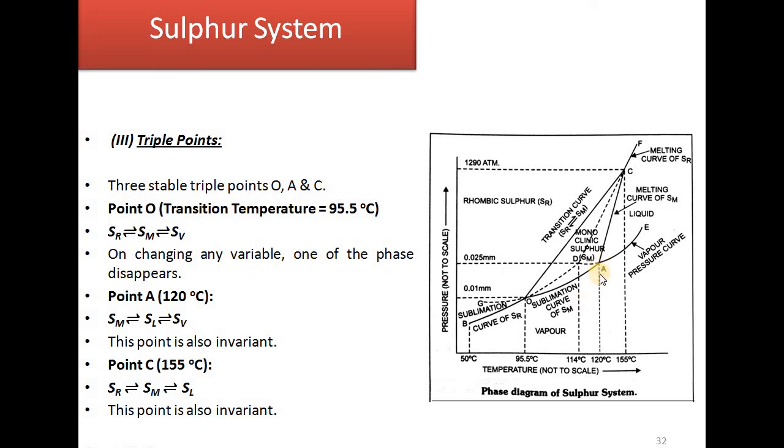Point A corresponds to the temperature 120 degrees Celsius. At this point, three phases in equilibrium are monoclinic sulfur, liquid sulfur and vapor sulfur. So we can write it as Sm in equilibrium with Sl in equilibrium with Sv. Point C corresponds to the temperature 155 degrees Celsius. At this point, three phases in equilibrium are rhombic sulfur, monoclinic sulfur and liquid sulfur. So we can write Sr in equilibrium with Sm in equilibrium with Sl. Again the point will be invariant.